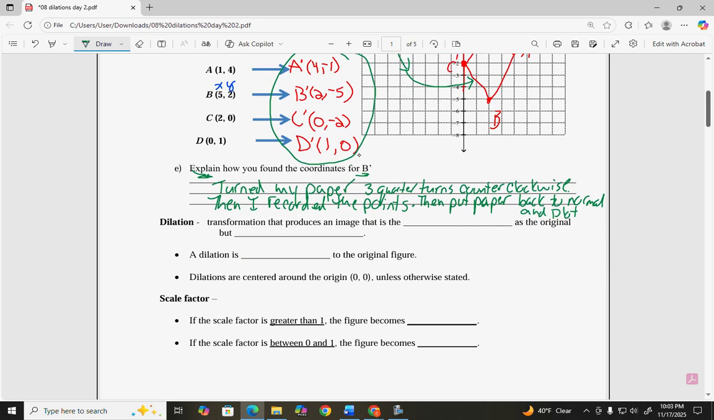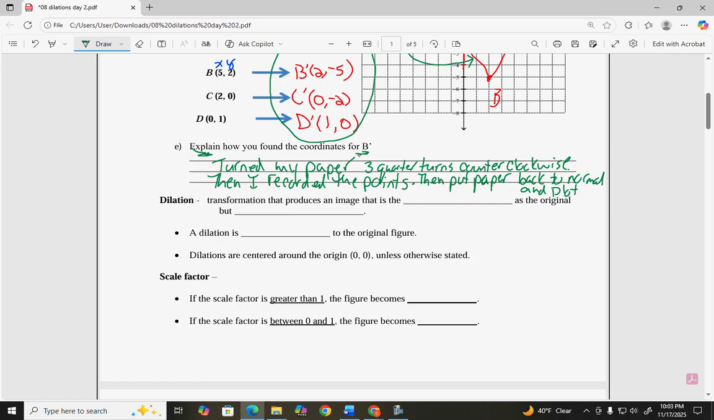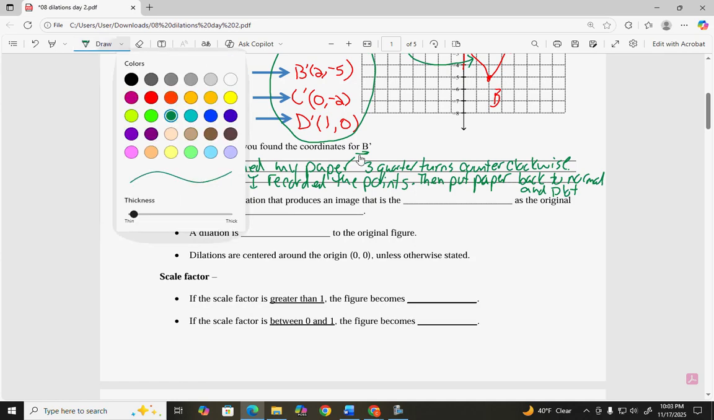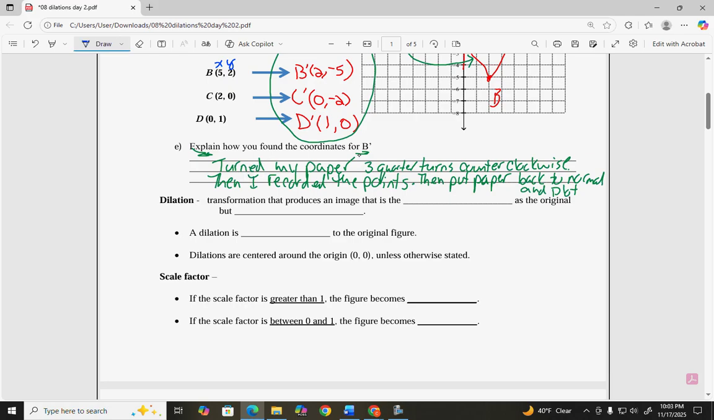They're actually much, much easier to do. You're going to love dilations. Rotations really is the toughest one. So a dilation is a transformation that produces an image that is the same shape as the original, but a different size.